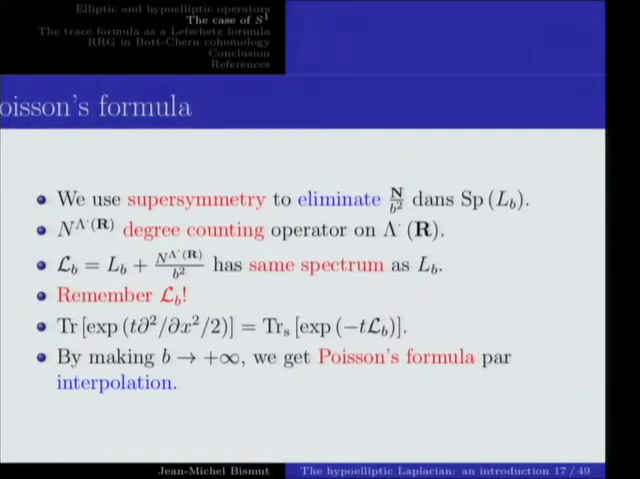The reason for this is that for the operator LB, when b tends to infinity, the geodesic flow part becomes dominant. The heat propagates more and more along geodesics. So if you work this out, you can prove the Poisson formula by interpolation. And this will be later on the model we will give of the proof of Selberg's trace formula by a similar interpolation. Now, let me go to the trace formula as a Lefschetz formula.